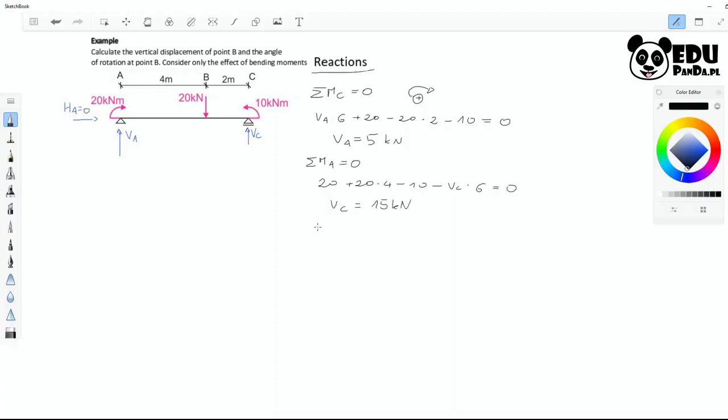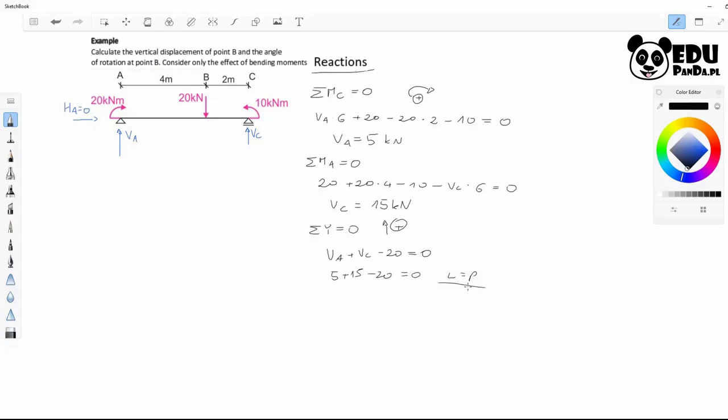At a glance, it seems correct, but let's formally write down the sum of vertical forces. What's going up is positive. So we have VA plus VC minus 20 equals 0. We see that 5 plus 15 minus 20 equals 0, okay. So we calculated this correctly.